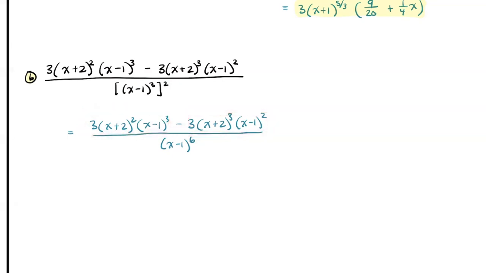There's a lot of stuff in common. If you look numerically, we have 3 and 3. If you look at different bases, we have x plus 2 and x plus 2, and then we have x minus 1 and x minus 1. So there's going to be a greatest common factor that we can take out of the numerator. So let's do that. Let's leave the denominator the same.